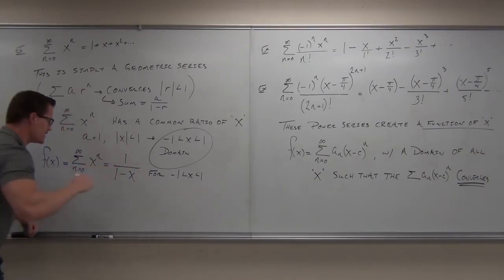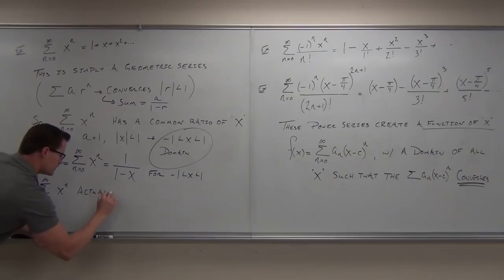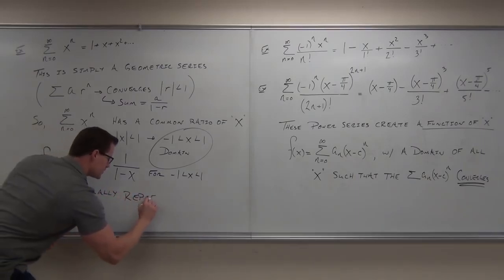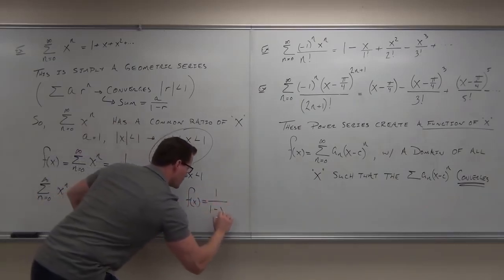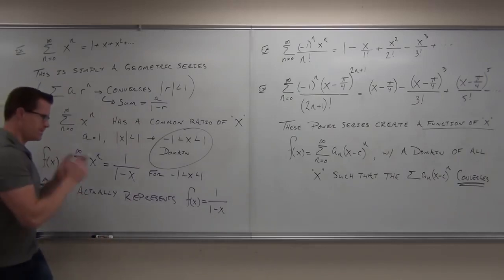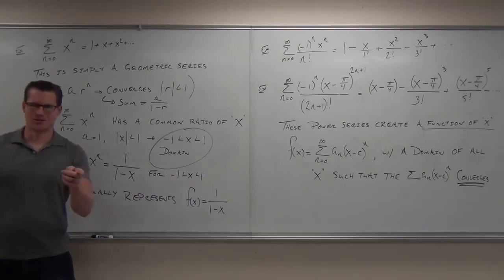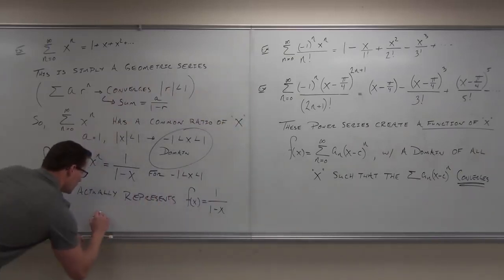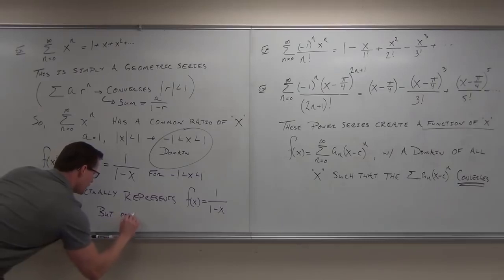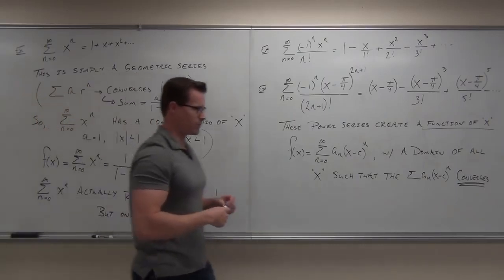What that means is that this series actually represents the function f of x equals 1 over 1 minus x. That's what it represents. But only on a certain interval. Only between what two numbers? Negative 1 and 1. You got it. I'm using interval notation here, -1 to 1. The interval -1 to 1.